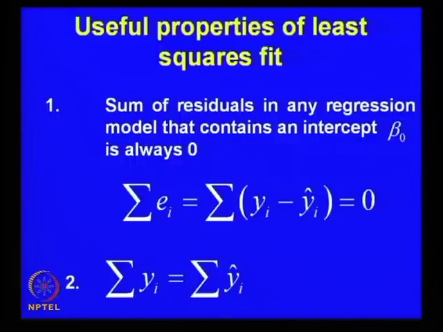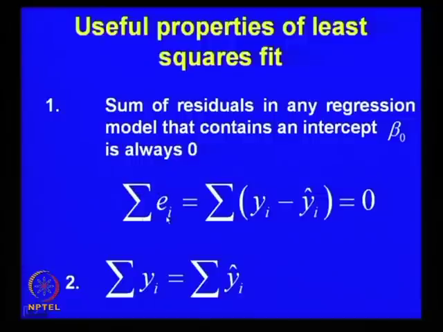Well, next we move to the useful properties of least square fit. We know what a residual is. This e_i is the difference between the observed response value and the predicted or estimated response value. The sum of residuals in any regression model that contains an intercept beta naught is always 0. I am going to prove this one.